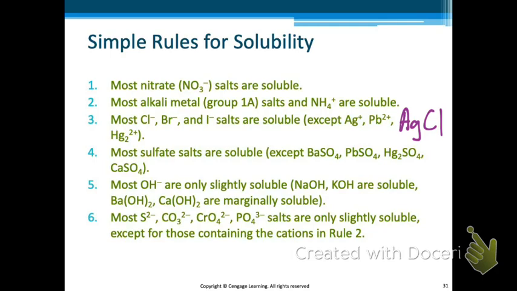Okay, most sulfates are soluble except if it's bonded with barium, lead, mercury, and calcium. Most hydroxides are only slightly soluble. So these are ones that I wouldn't necessarily call soluble. These 2 are for sure: NaOH and KOH are soluble. And these 2 they call marginally soluble, which basically means not so much.